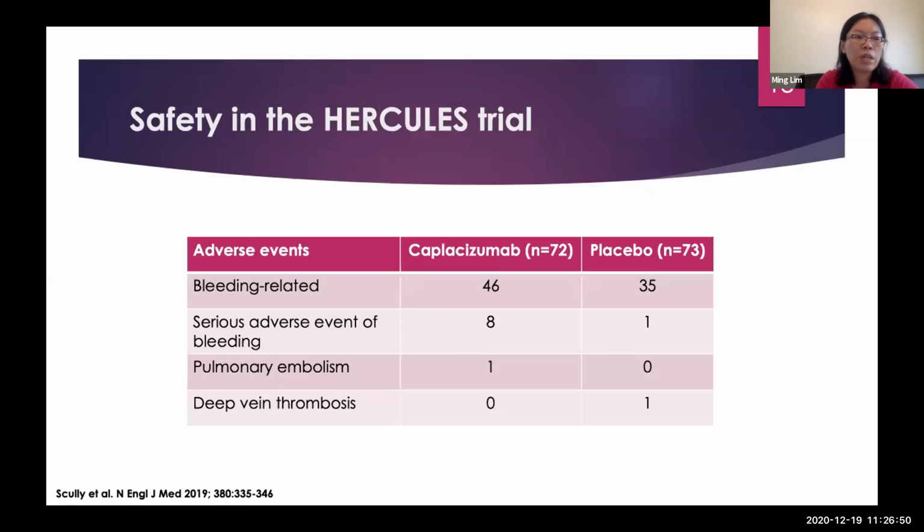As with any drug, we want to look at the safety, and the safety in the HERCULES trial showed that the most common adverse event was bleeding, with 46 in the eculizumab group compared to 35 in the placebo group. And some serious adverse events of bleeding were also higher in the drug group.